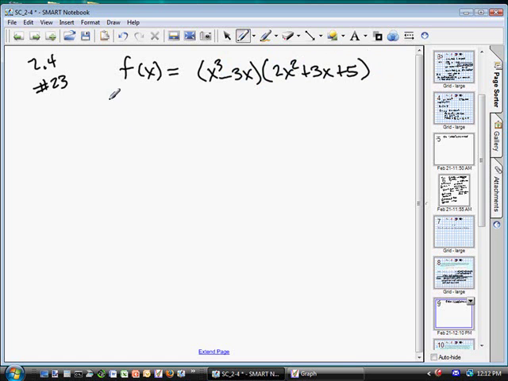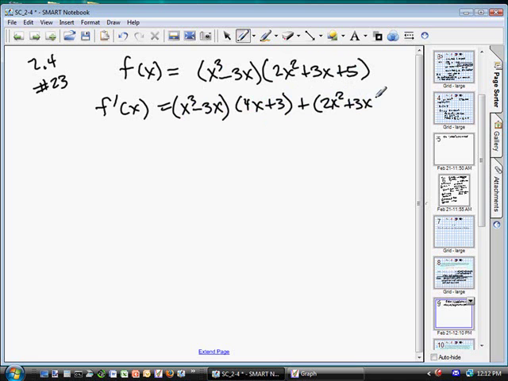Okay, use the product rule. So here we go. Derivative. Take the first factor times the derivative of the second plus the second factor times the derivative of the first. I don't have room, so I'll stick it right down here.